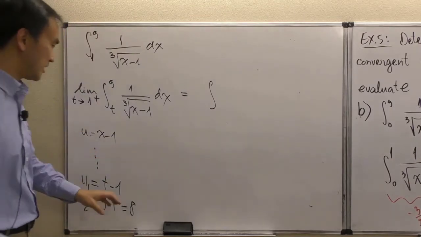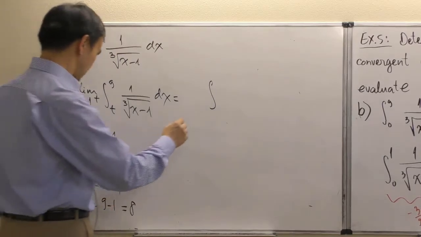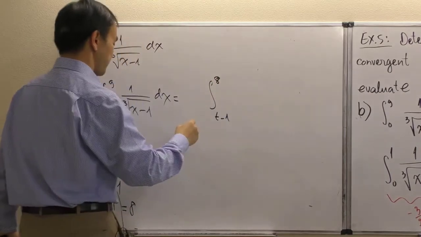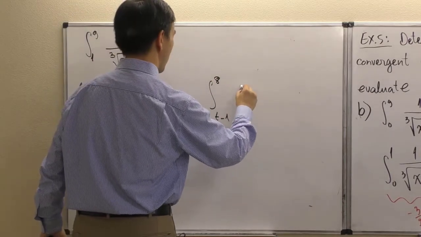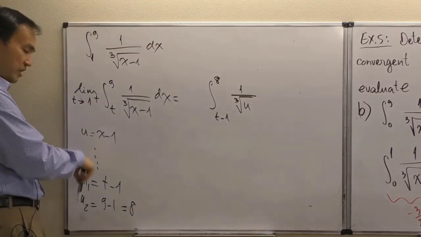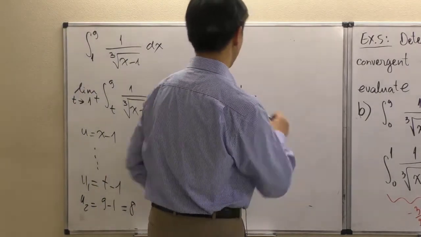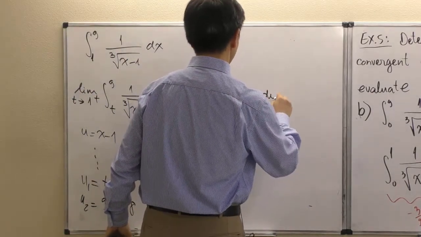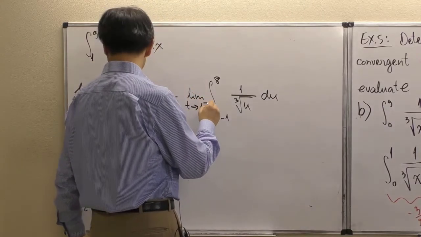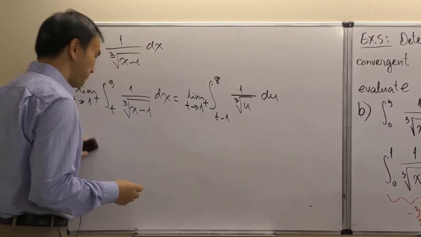Very similar to the work I've done for the earlier integral. Here it's t minus 1 to 8, and the integral now becomes 1 over the cube root of u du, because I substituted u in. You can refer back to the earlier part of this example for the similar arguments. And we want to take the limit as t approaches 1 from the right-hand side. All right, so now all of this here can be gone.